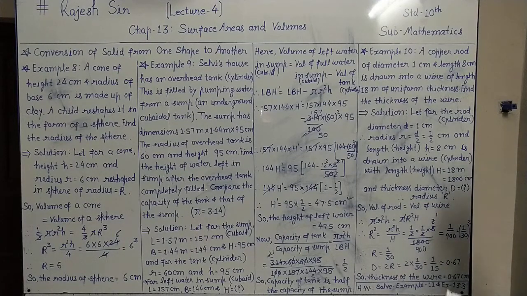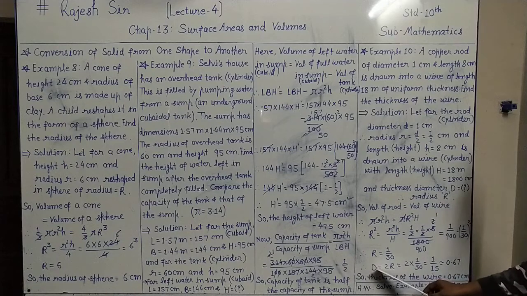This 1 upon 900 can be written as 1 upon 30 square, since 1 is 1 square and 30 square is 900. This is the answer of R square. So if we take the square root on both sides, R square becomes R and 1 by 30 square becomes 1 by 30. This is actually the radius of the wire.